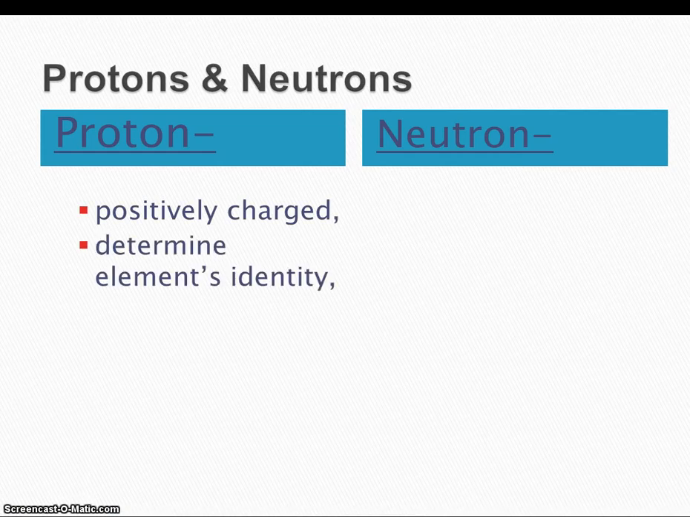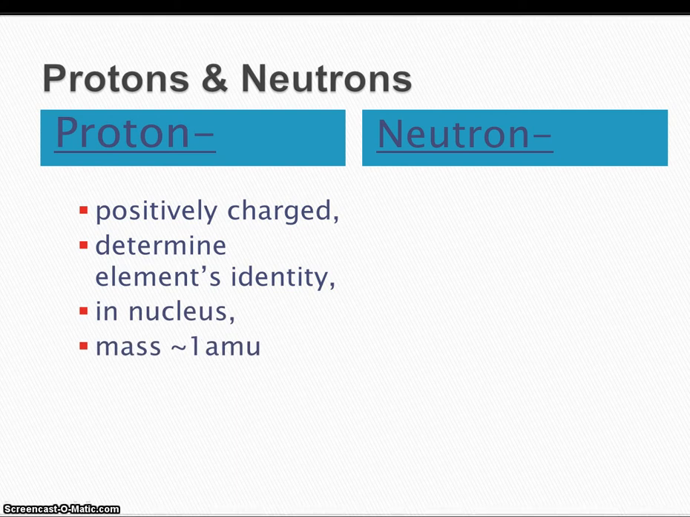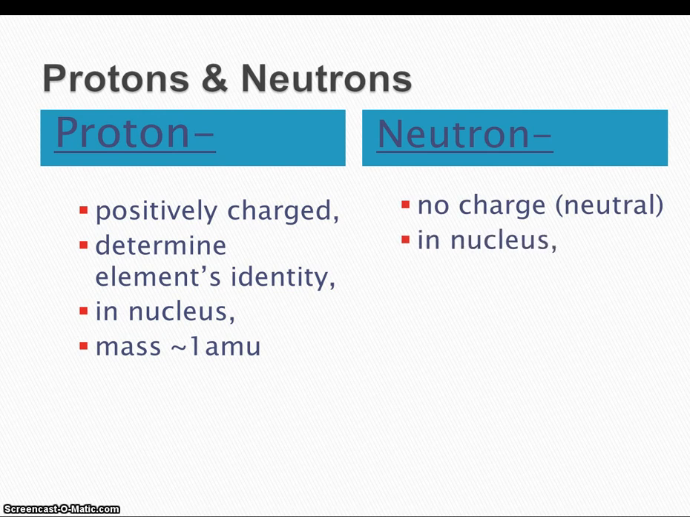A proton is positively charged. These things are very important because they determine what the element is. So any element that has 1 proton is hydrogen. Any element that has 10 protons is neon. If it gets 11, it changes its identity. If it has 9, it changes its identity. Protons are found in the nucleus, and they have a mass of about 1 AMU. AMU stands for atomic mass units. Neutrons have no charge. They are in the nucleus, and they also have a mass of about 1 AMU. So already you can see some similarities and differences between protons and neutrons. Both of these particles are inside of the nucleus, and they help contribute to the mass of the atom.